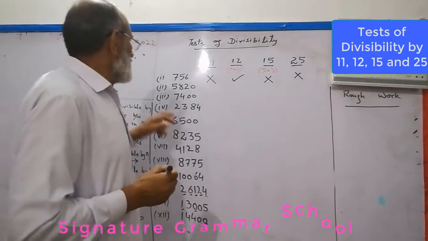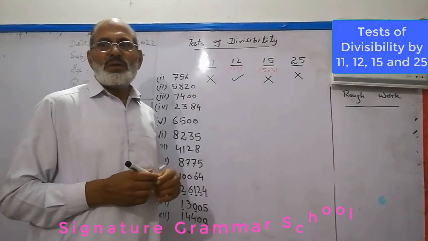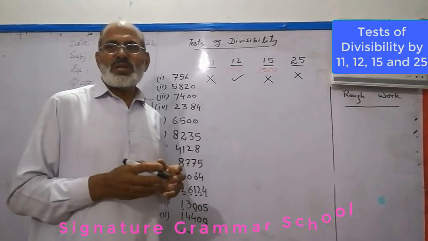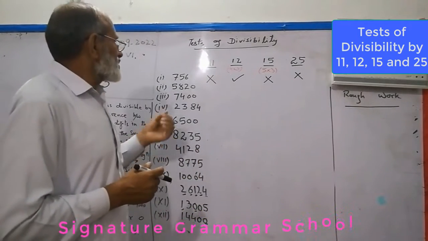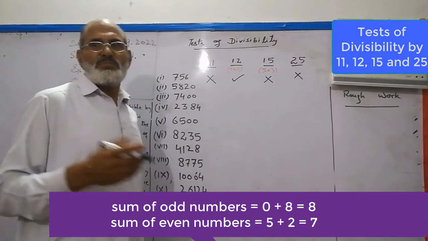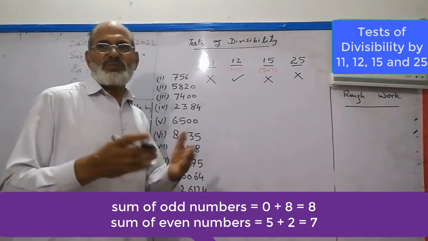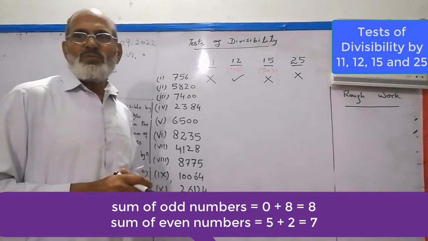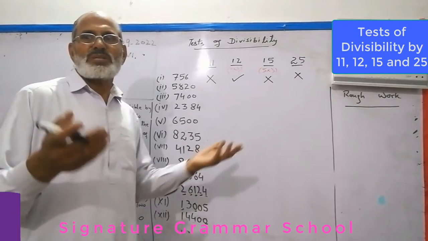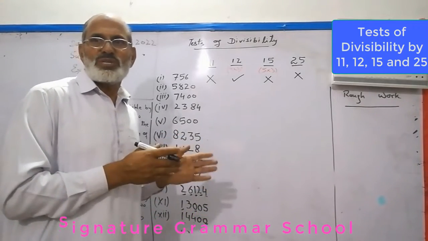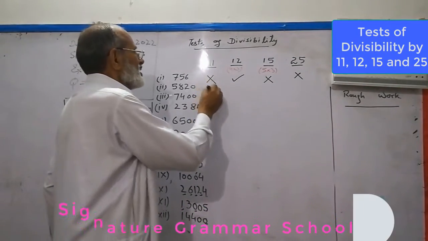Now the second part, that is 5820. For 11, I am taking the sum total of the digits at odd places and the sum total of the digits at even places. The sum total of the digits at odd places will be 0 plus 8 becomes 8. At even places, 2 plus 5 becomes 7. If you subtract 7 from 8, here comes 1. 1 is not 0, and 1 can't be divided by 11. If it was 11, that's another case, and then this value would be divisible by 11. But in this case, this value is not divisible by 11.